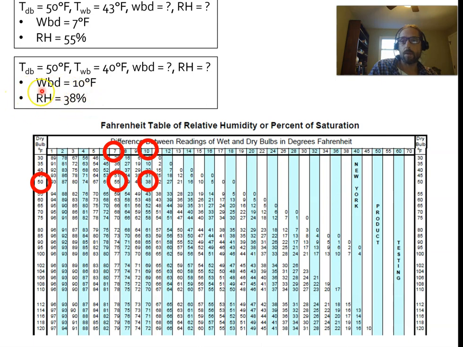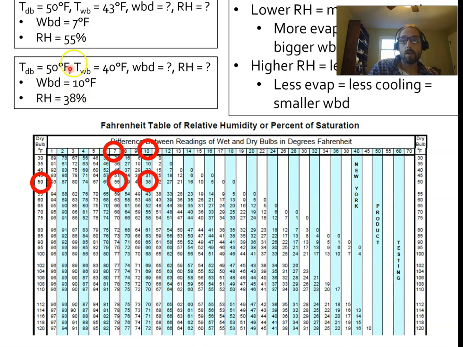So you can see that we kind of did it backwards, but we found that as the relative humidity dropped, the wet bulb depression gets bigger, because lower relative humidity means more evaporation occurs, which means more cooling. So we have a 10 degree wet bulb depression here, and a 7 degree wet bulb depression here. That's because of the relative humidity. You can see the dry bulb stays the same, but the wet bulb changes. So that's one way to use it.